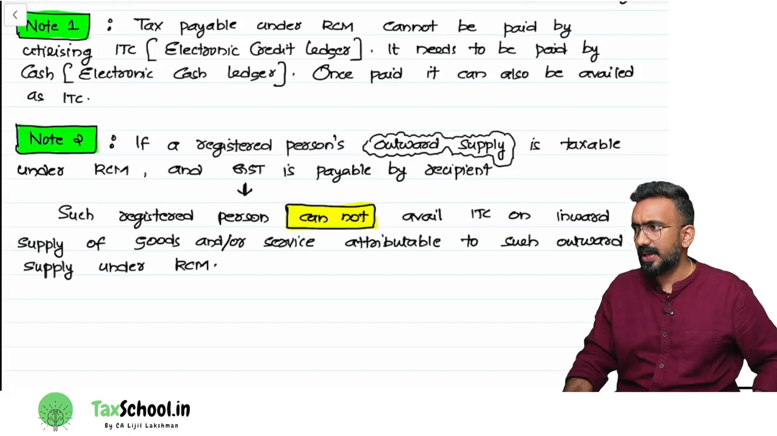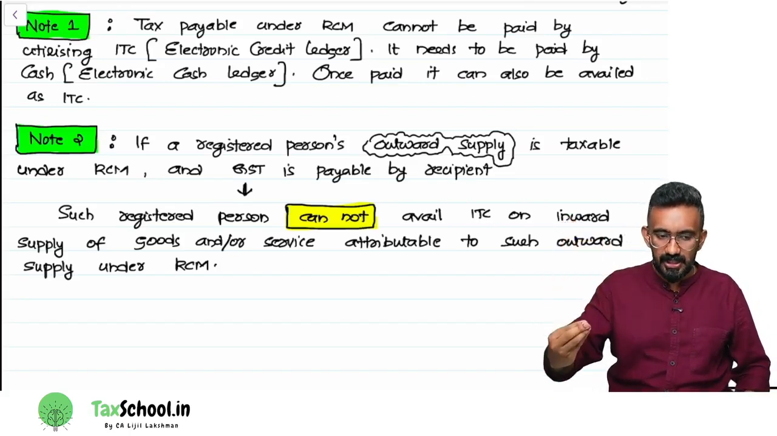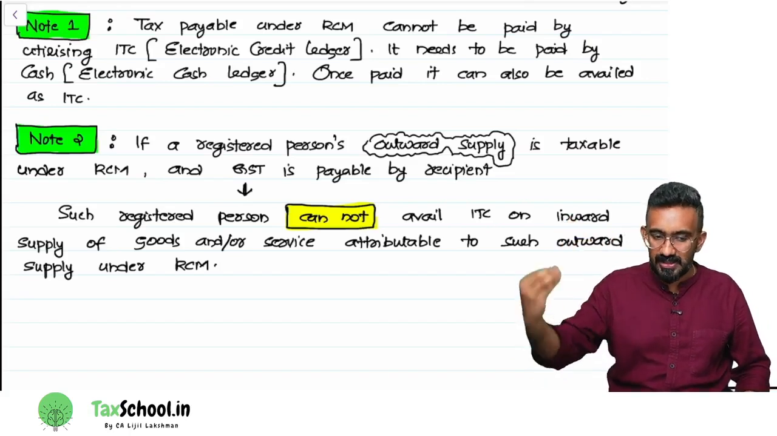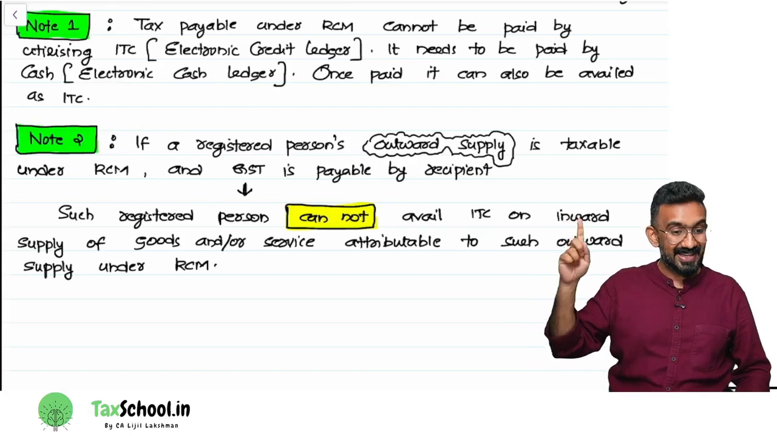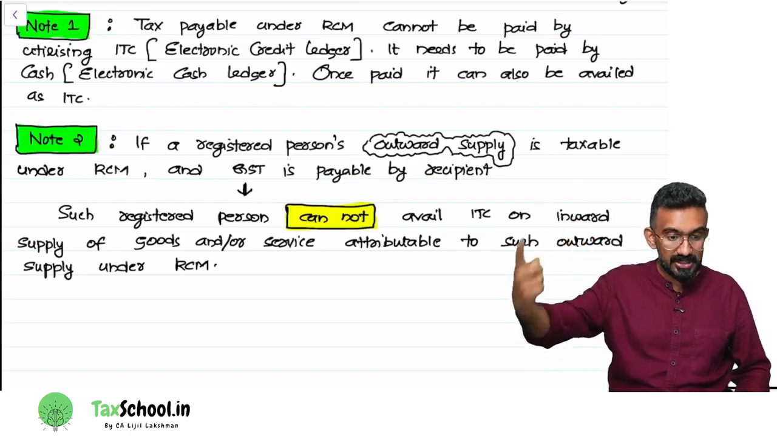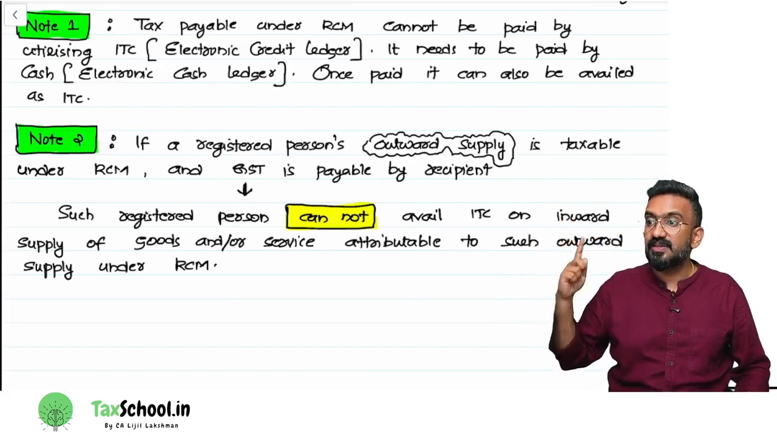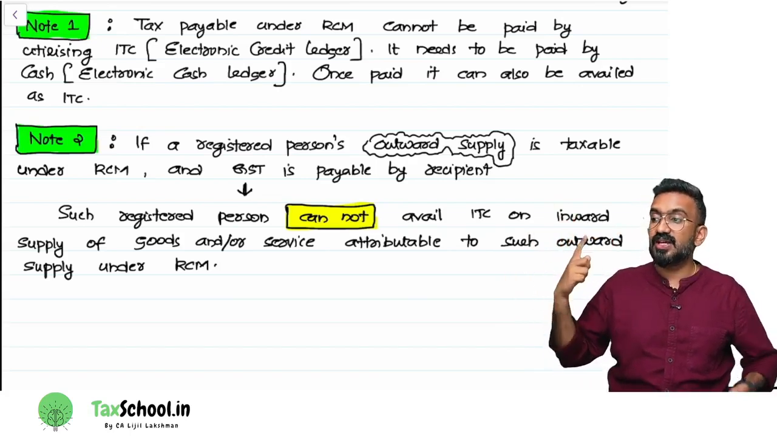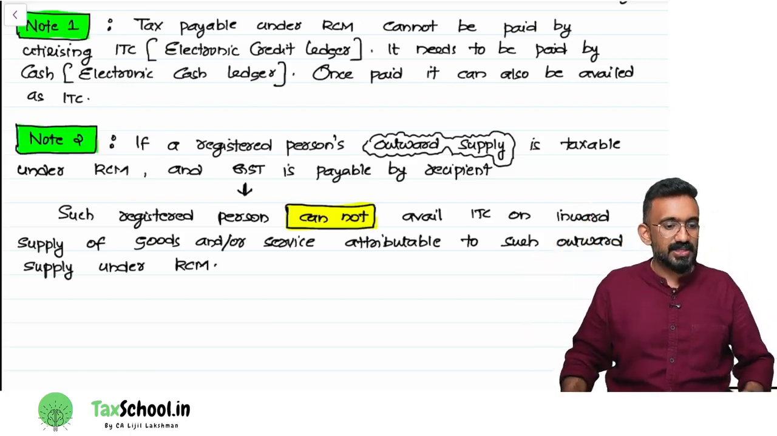Okay. So Mr. A is making supply to Mr. B. Who's paying taxes on that? Mr. B, the recipient, is paying tax under RCM. Such a registered person, Mr. A, who is supplying to Mr. B, cannot avail ITC on the inward supply of goods or service attributable to such outward supply under RCM. What is the meaning of this?